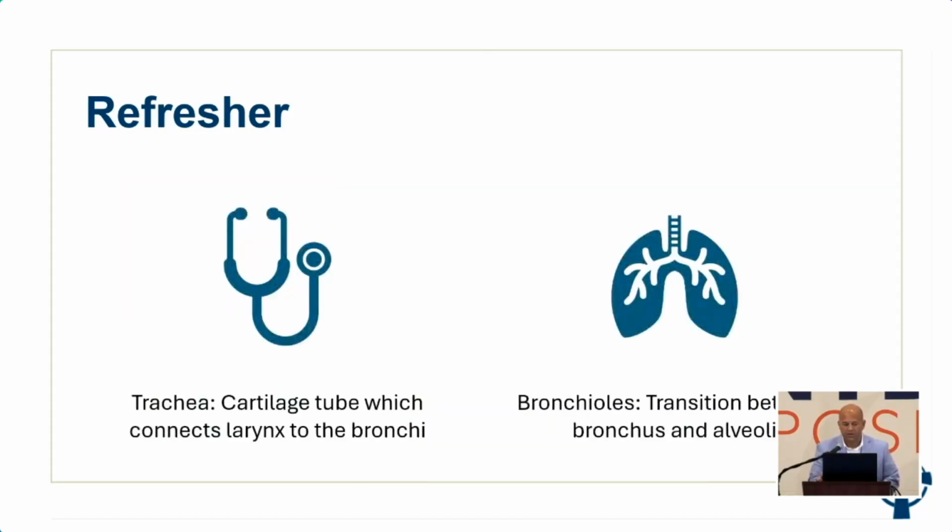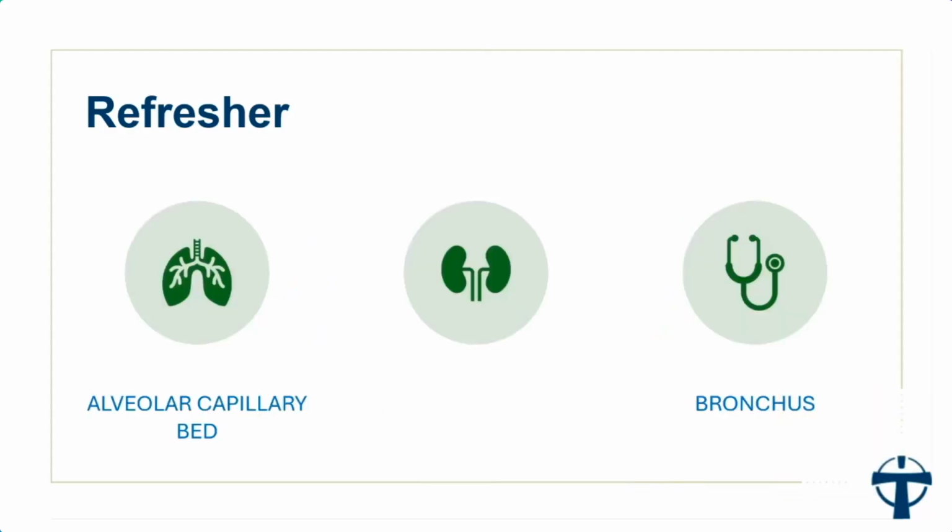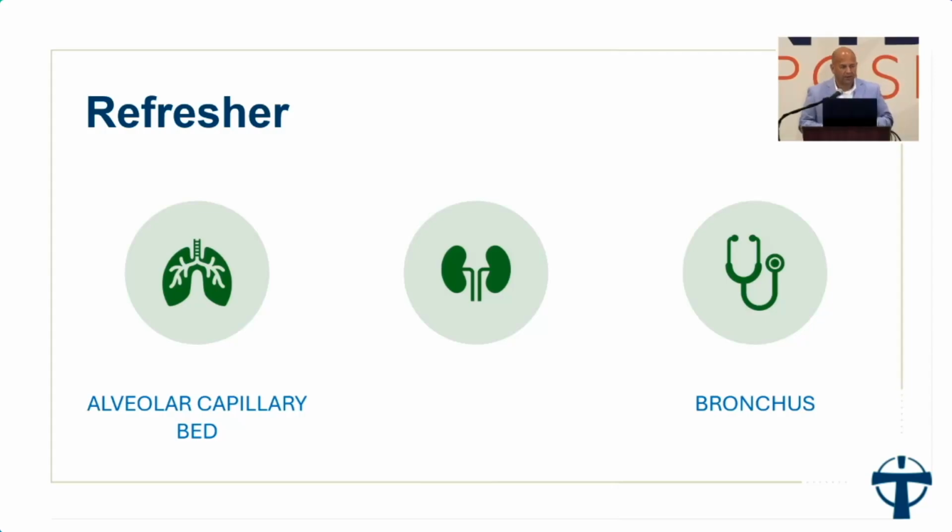We know what the trachea is, right? The tube connects the larynx to the bronchi, and the bronchioles connect the bronchus to the alveoli, the alveolar capillary bed. When we're doing ECMO or perfusion, we don't have to worry about this so much because we have oxygenators. They have the best diffusion ever, right? You have that perfect connection of alveolar capillary bed consistently until the oxygenator goes bad.